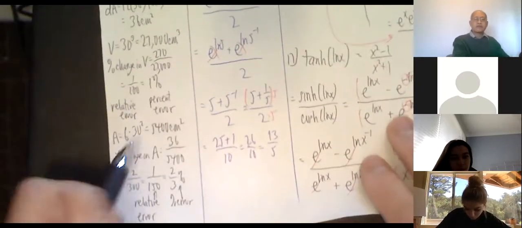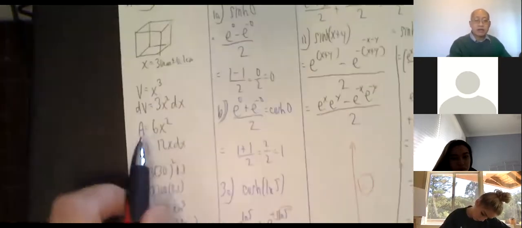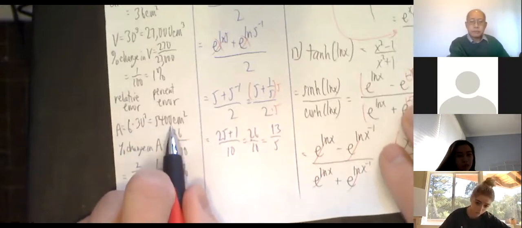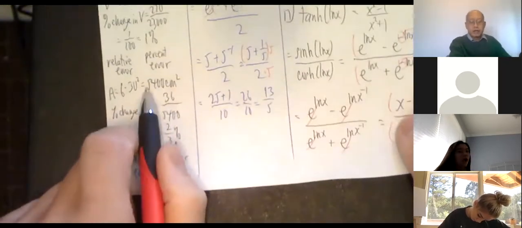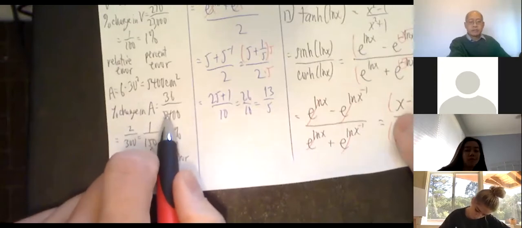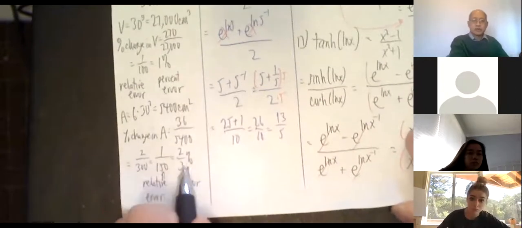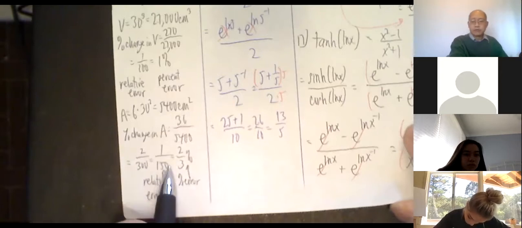And then do the same thing for the surface area, right? The actual surface area is 6 times x squared. So 6 times 30 squared, 5,400 centimeters squared. So what is the possible percentage change in area? Well, the maximum possible area change is 36. Divide that by the actual area, which is 5,400. Okay, that comes out to be 2 over 300 or 1 over 150. That's 2/3%. So the maximum possible error in surface area is 2/3%.